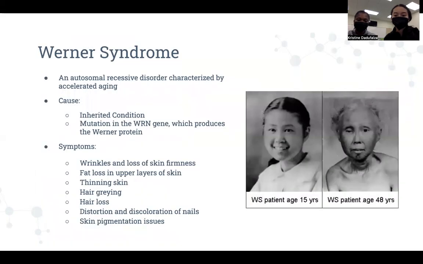When talking about WRN helicase, it is important to note its connection to Werner syndrome, which is an autosomal recessive disorder characterized by accelerated aging. It is an inherited condition. The cause of Werner syndrome is a mutation in the WRN gene, which produces defective Werner syndrome enzymes. Symptoms of this disease would include wrinkles and loss of skin firmness, fat loss in upper layers of skin, hair graying, hair loss, distortion and discoloration of nails, and skin pigmentation issues.